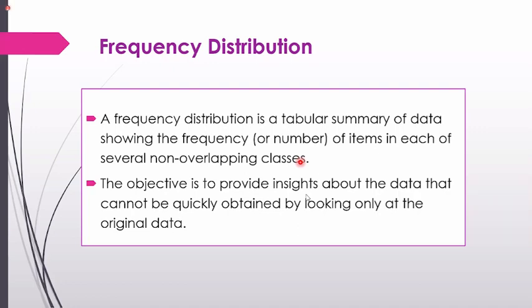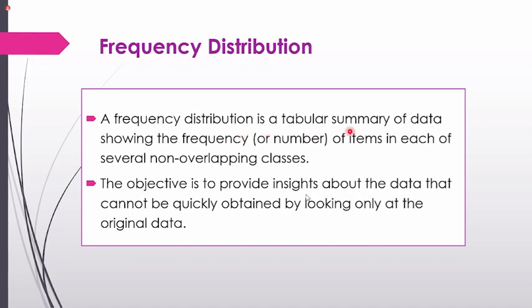When we are taking the qualifications, the highest qualification completed: O-level, A-level, graduate, postgraduate, right. So here, these are the 4 non-overlapping classes. Then for each and every class, how many times it occurred, that is denoted by the frequency. So simply, how can we define frequency?